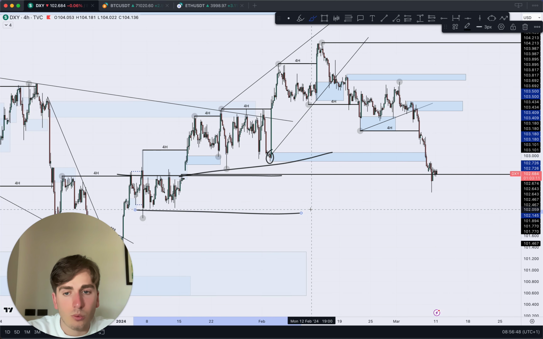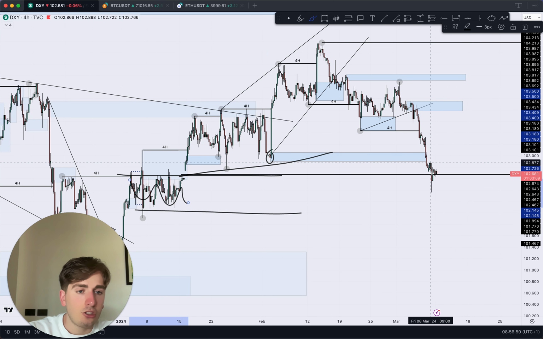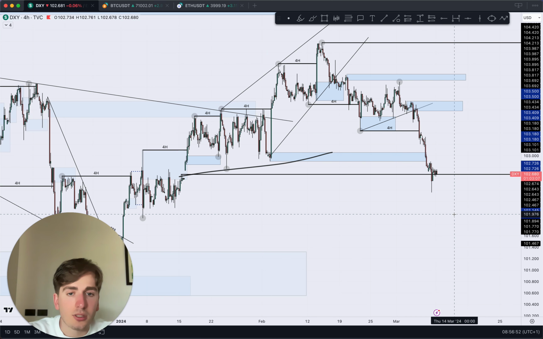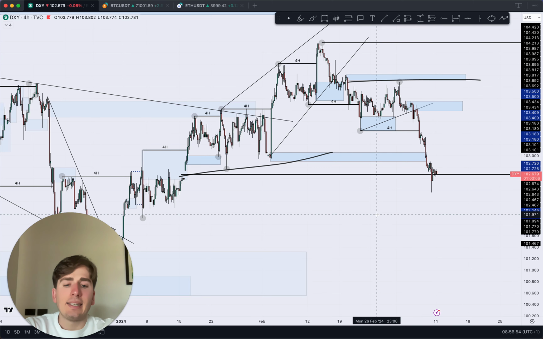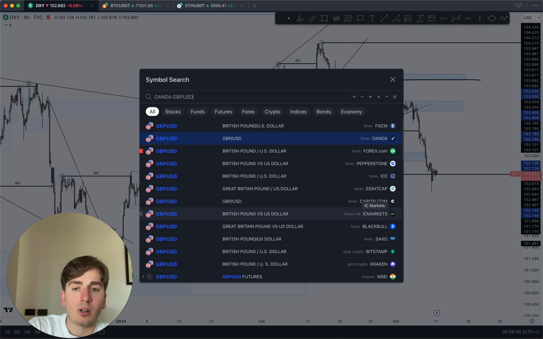Now we came in towards this major area of consolidation, and this should result in a pullback in towards the upside on the dollar index. Now going in towards pound dollar, what can we see over there?